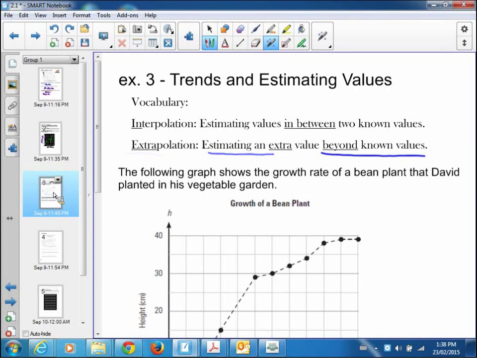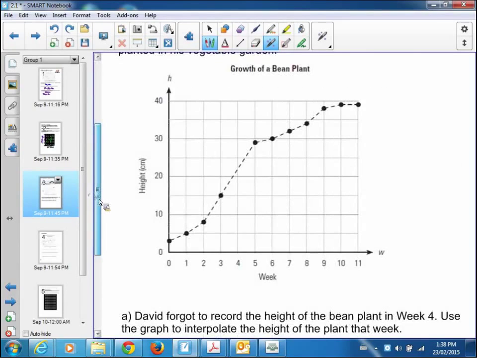The following graph shows the growth of a bean plant that David planted in his garden. So, let's read here. You see how it starts out as a little seedling that's about 2 centimeters tall, and then he goes up from there, 2 or 3. And it grows up to be about 39 centimeters tall at the end, right? Just under 40 right there. So what are the questions here?